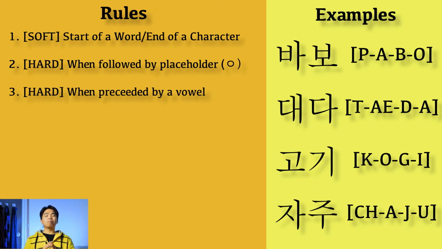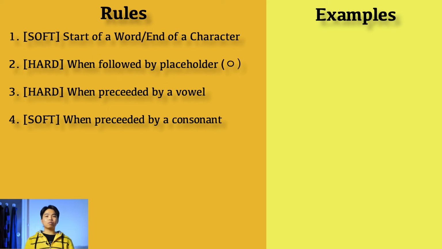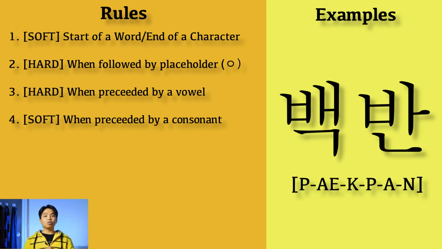Okay, so paano naman ngayon kung preceded by a consonant? So that is rule number 4. So you have to use soft sounds when these letters are preceded by a consonant. So I'm going to give you this word. So kung papansinin nyo, marami tayong consonant. So i-breakdown lang natin. So we have 4 consonants at different locations. So we have at the start of the first character, at the end of the first character, at the start of the second character, and at the end of the second character.